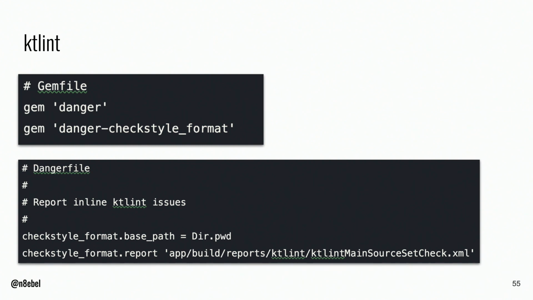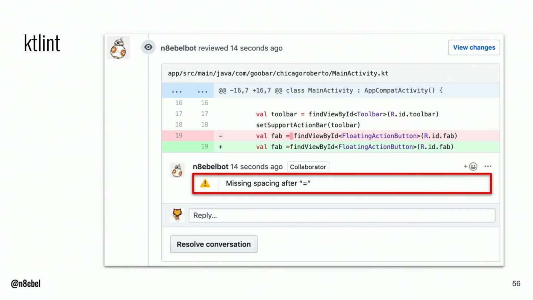And then we can add to our Danger file these two lines at the bottom and basically point that report to a specific file path. So in this case, I'm pointing it to the ktlint main source set check. That is a long name. But basically pointing it to the output of the ktlint task. It's then able to parse through that output of all the formatting errors in your code and turn those into inline comments directly in the PR.